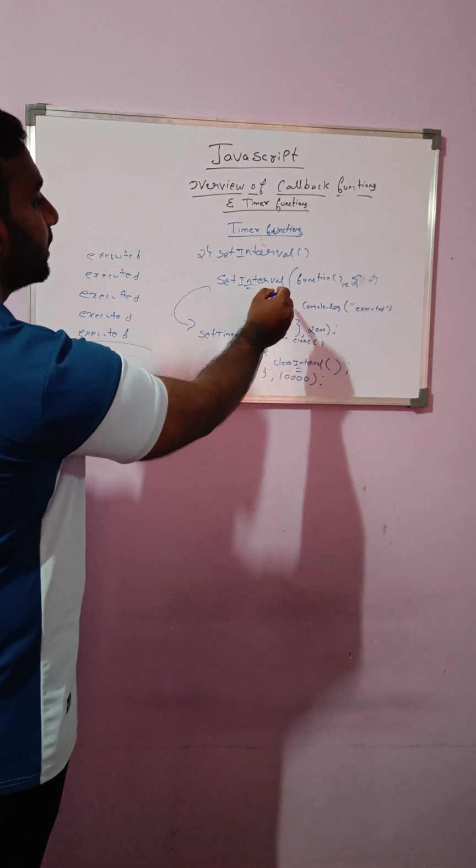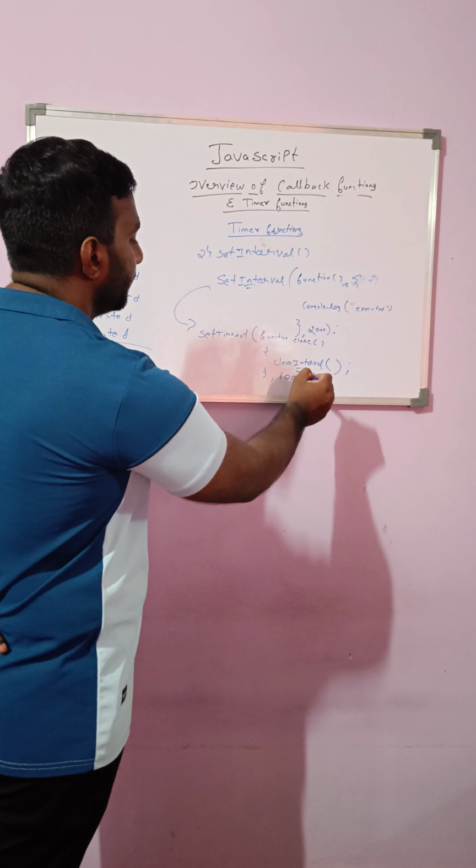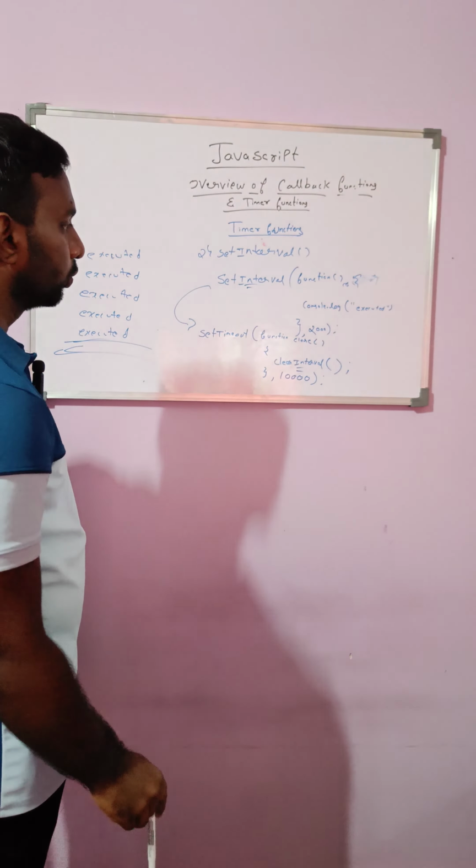Once the set interval is done, if you clear the interval, then the execution will be stopped. So make sure to clear the interval. If you don't clear the interval, it goes on and on until the call stack exceeds, right? So this is the overview of set timeout and set interval functions and the timer functions.